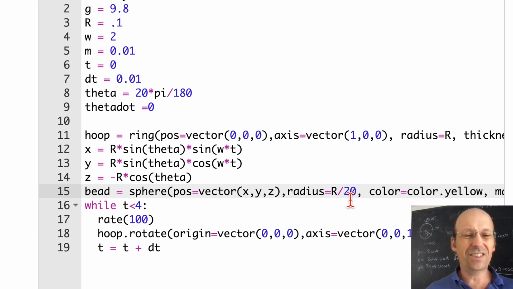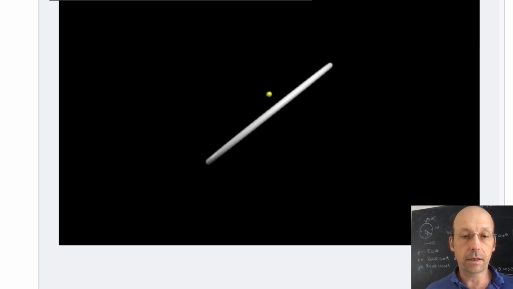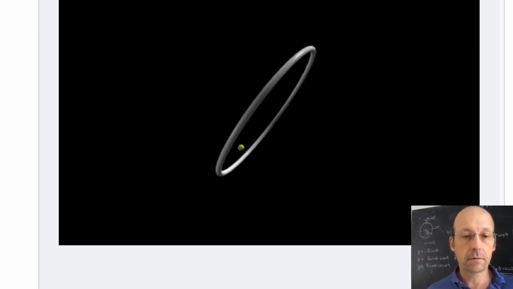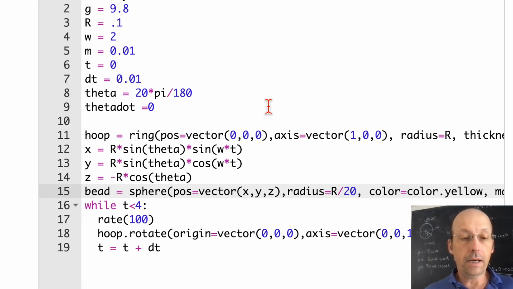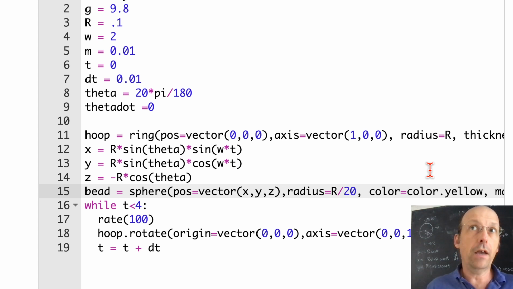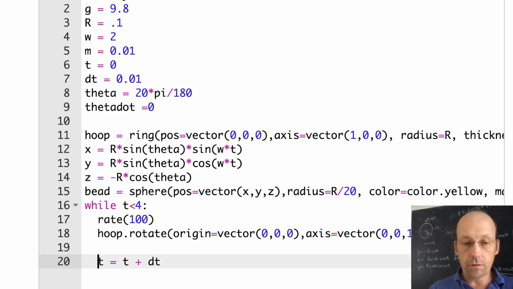Okay, it won't move, but let's just see if it's in the right spot. Looks good. Okay, now I want to make it a little bit bigger, but that's fine. So now what we need to do is update our differential equations and then use that to find the new value of x, y, and z for the bead. It won't be too hard. I can do it right here.